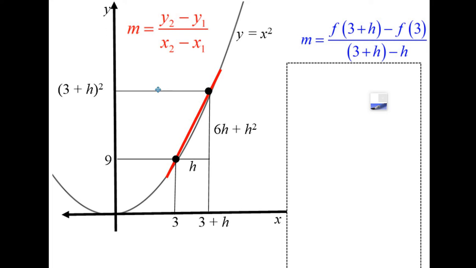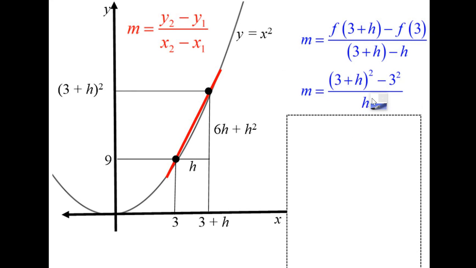We're going to take f of 3 plus h, which is 3 plus h squared, and subtract from it f of 3. So we go 3 plus h squared minus 3 squared, and 3 plus h minus 3 is h. Well, that's another way of looking at the gradient.